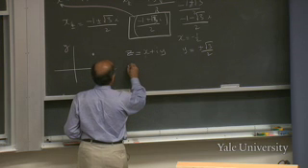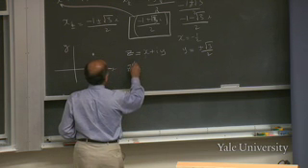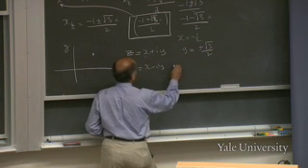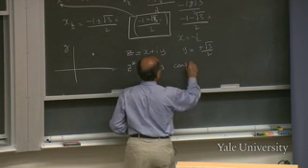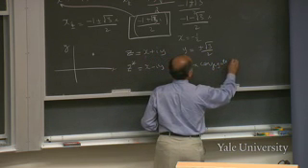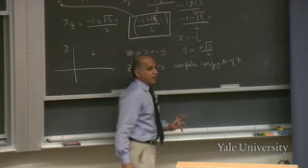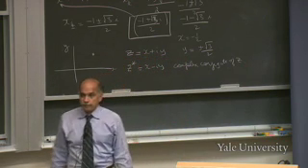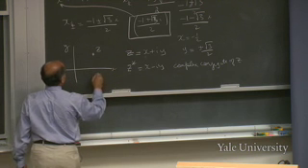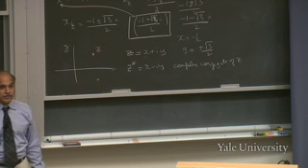Then we define a new complex number called z star, defined to be x minus iy. It's called the complex conjugate. The complex conjugate of z is obtained by changing the sign of i. So if you like, if z is sitting here, z star is sitting there, reflected on the x-axis.